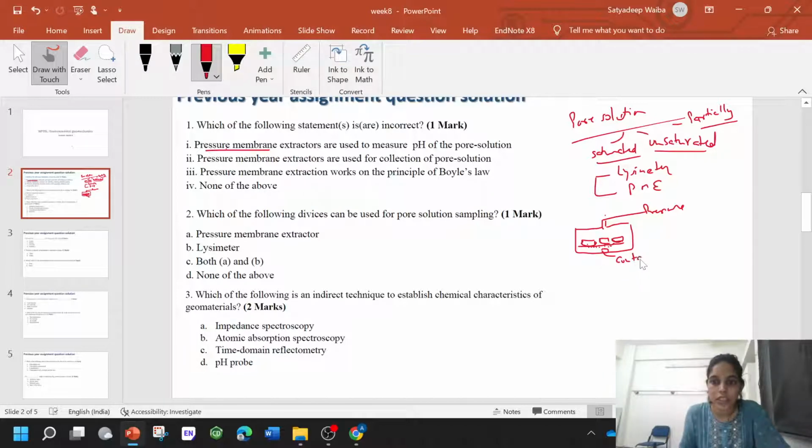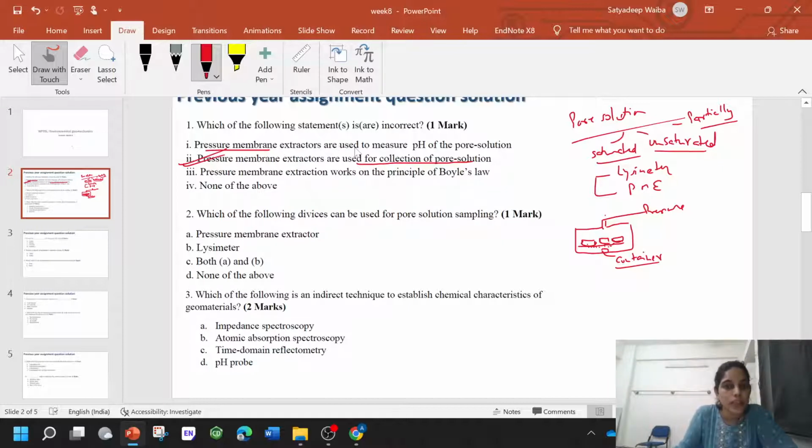So we have a collection container, and what happens is that when you apply pressure in this apparatus, if there is a saturated soil or a partially saturated soil, the pore solution will come out of it, pass through the cellulose membrane on which the soil is kept, and get deposited in the container from which you measure the pore solution. So it means that PME is used for pore solution. Where it is written in the second, that it is used for collection of pore solution. Now why are first and third wrong? We'll check that too. So the answer is 2, that it is used for collection of pore solution.